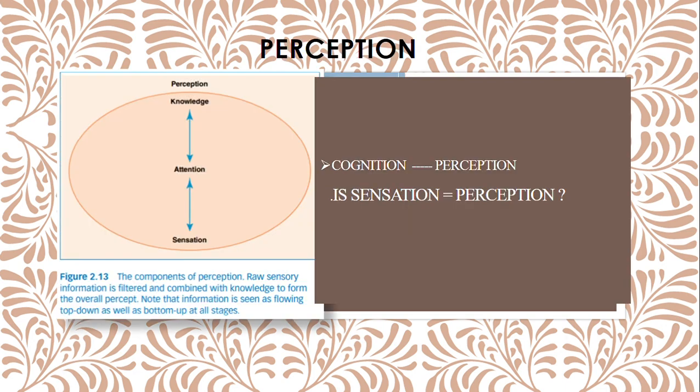Cognition is an umbrella term and perception comes under cognition. It is one of the cognitive processes. And there are many debates regarding the conceptualization of perception, like where should we draw the line between sensation and perception, how do we perceive and recognize the objects and events around us, and so on.